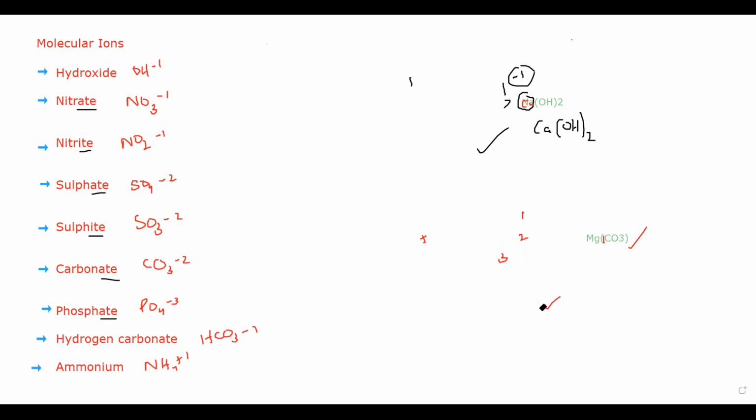Another example, if I want to write a chemical formula for iron 3, the Roman 3, sulfate.